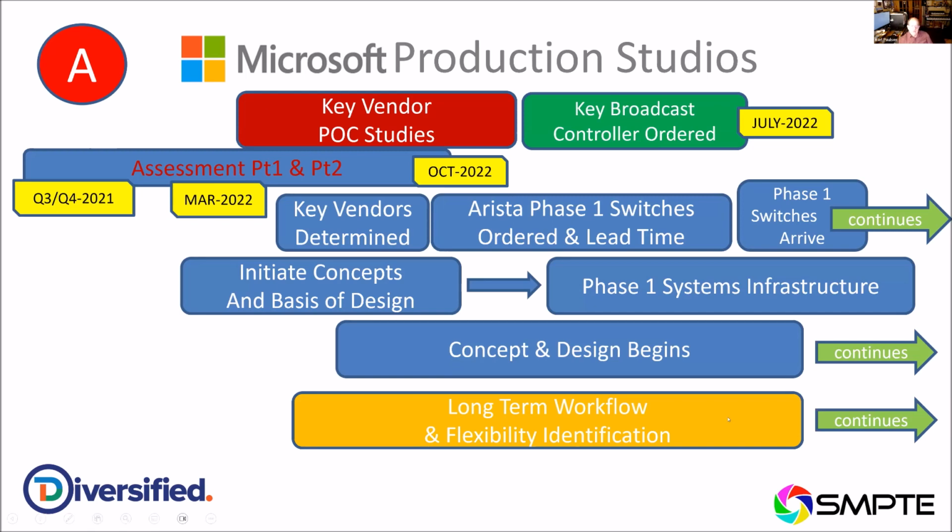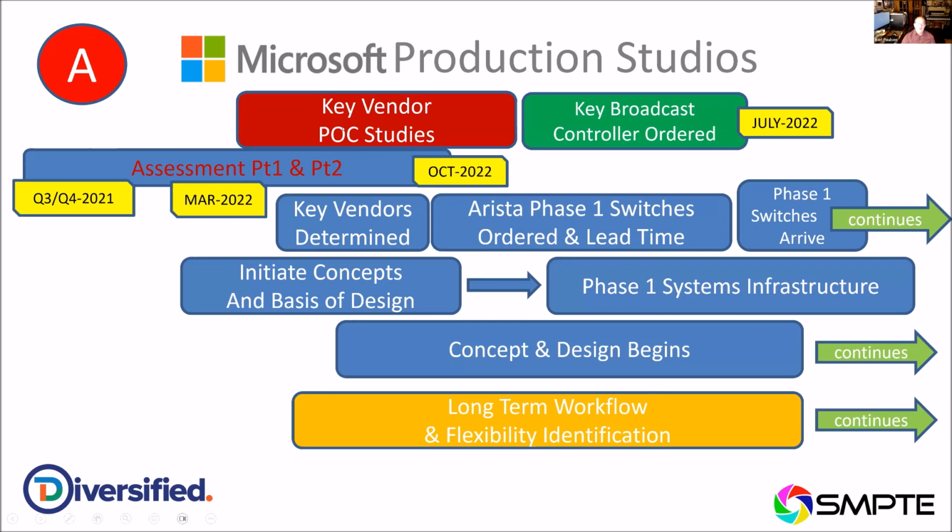I mean, they pretty much guessed that they were going to get this, but there was no guarantee. There was no signed PO until July of 2022, at which point we had to turn the factory on, and they had to turn around and deliver. The phase 1 switches were ordered, and the lead times were anticipated. You can see initial concepts and designs. The phase 1 systems infrastructure, that's the fiber, the power, the cooling, and all these sorts of things, were all happening in this kind of time frame.